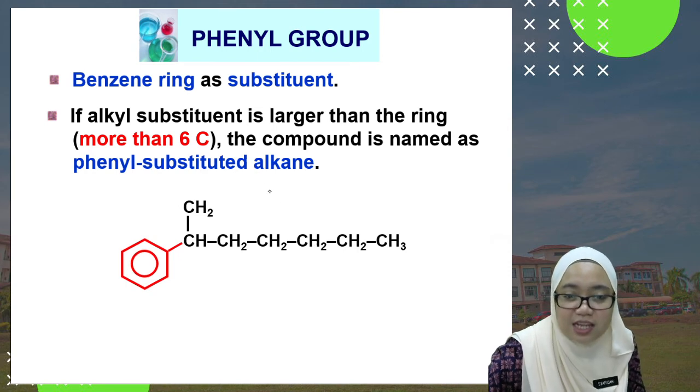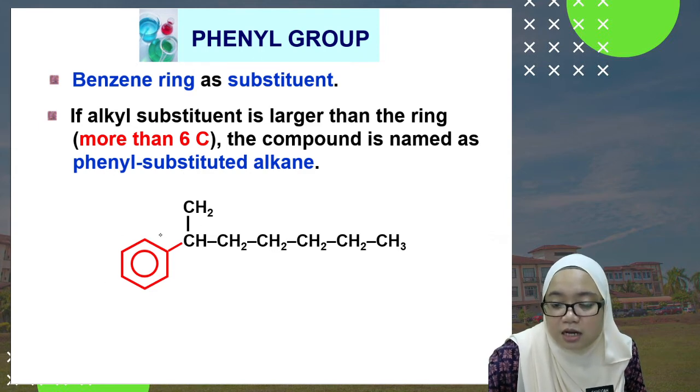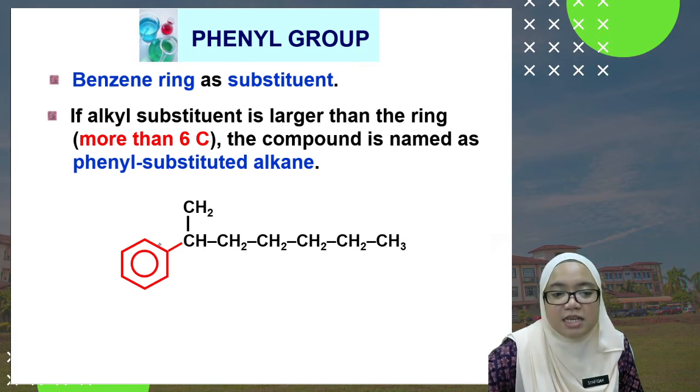Phenyl substituted alkane. Okay, contohnya grup yang ini dia punya carbon lagi banyak daripada benzene ring kita. Sebab benzene ring kita ada 6 saja carbon dan carbon yang panjang ni ada 1, 2, 3, 4, 5, 6, 7 carbon. So dia lagi panjang daripada benzene. So benzene akan jadi substituent kita.